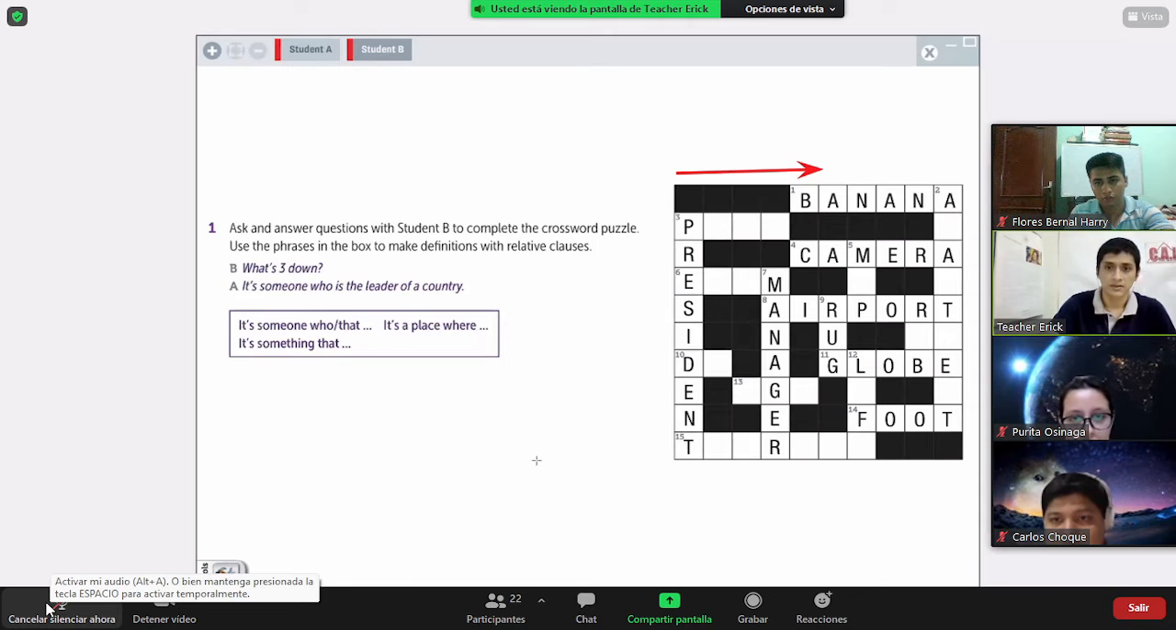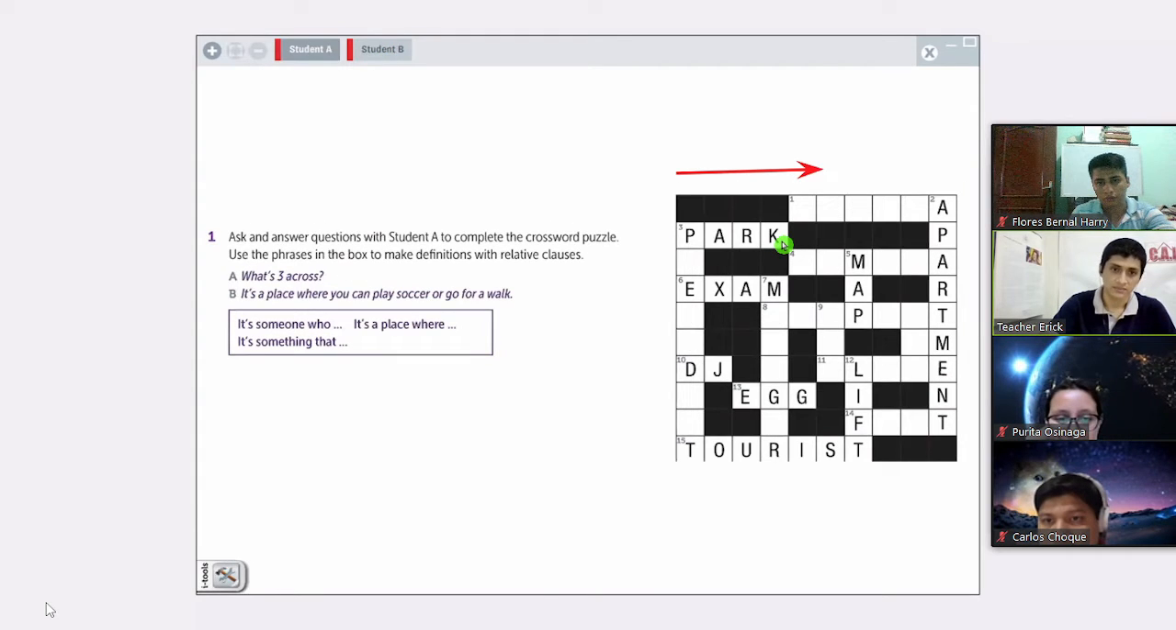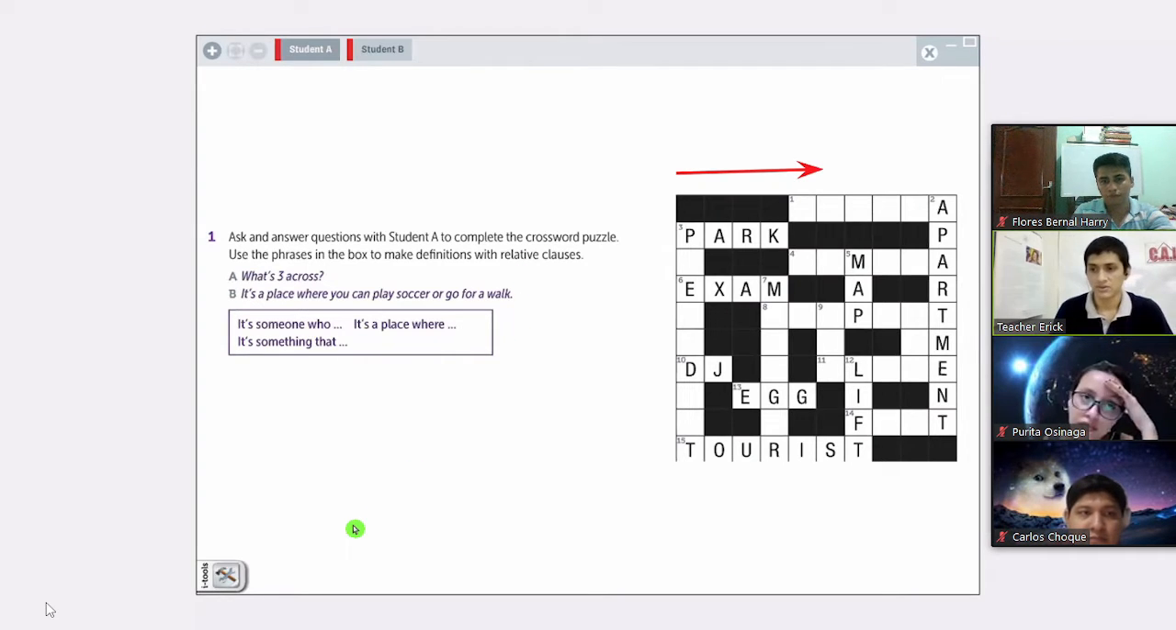A ver, para lo que está en la B. Dice, bueno, a park, yeah, a place. So it's a place where you can play soccer or go for a walk. So remember that you have to use definitions. It's someone who, it's a place where, it's something that. Tienen que dar definition, okay? Do you understand what you have to do?